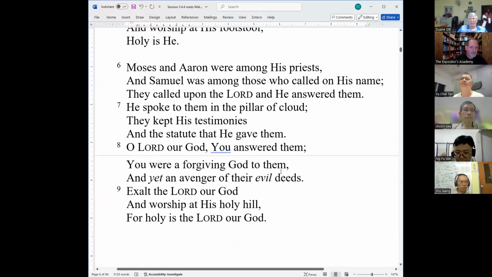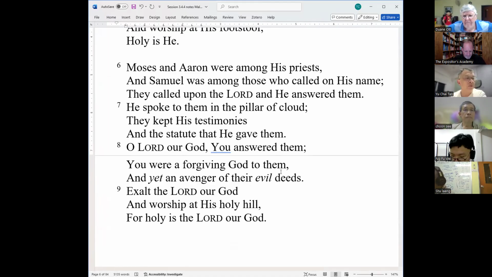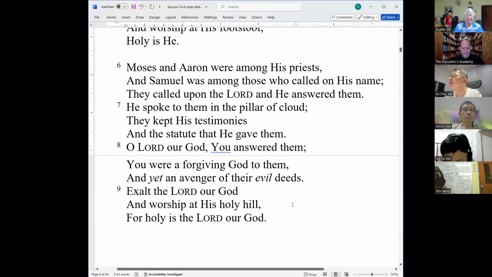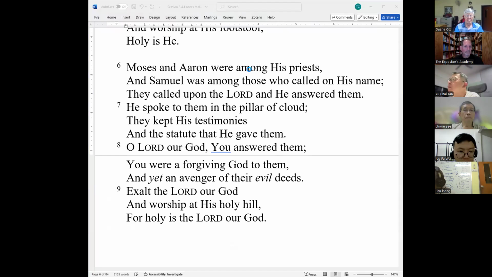Moses and Aaron were among his priests, and Samuel was among those who called on his name. They called upon the Lord, and he answered them. He spoke to them in the pillar of cloud. They kept his testimonies and the statute that he gave them. O Lord our God, you answered them. You were a forgiving God to them, and yet an avenger of their evil deeds. Exalt the Lord our God and worship at his holy hill, for holy is the Lord our God.